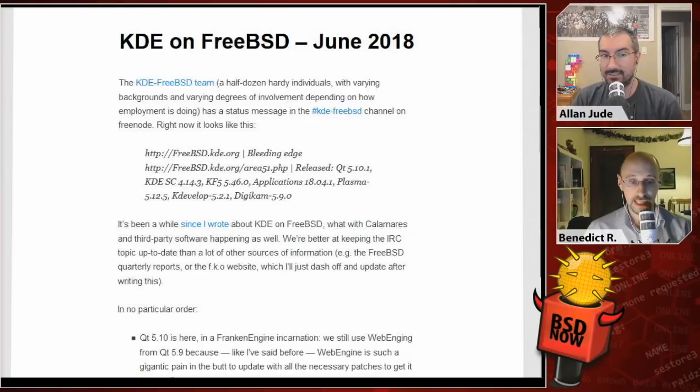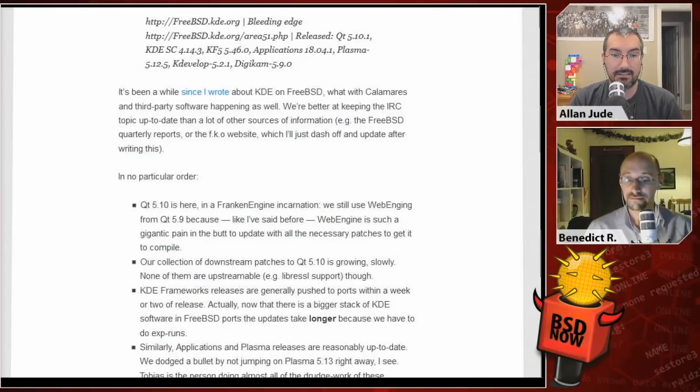It's been a while since I wrote about KDE on FreeBSD, and what the third-party software developers and so on are up to. We're better at keeping the IRC topic up to date if you want to check out KDE-FreeBSD on Freenode. Then a lot of other sources of information, including remembering to update the FreeBSD quarterly reports. Yeah, that's a to-do for me as well.